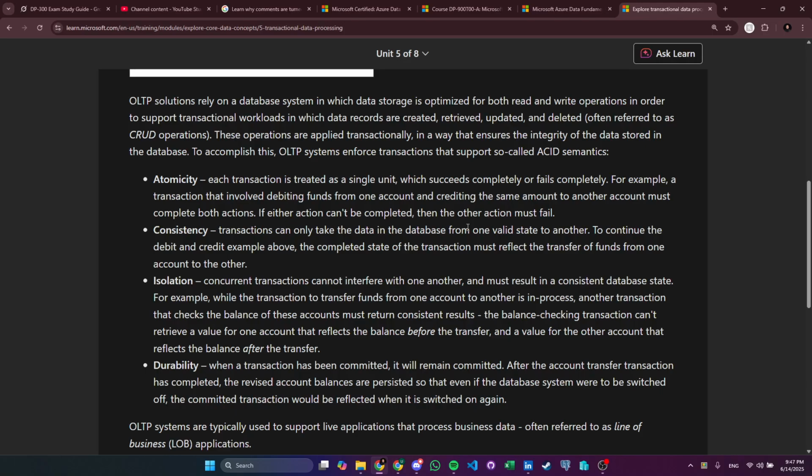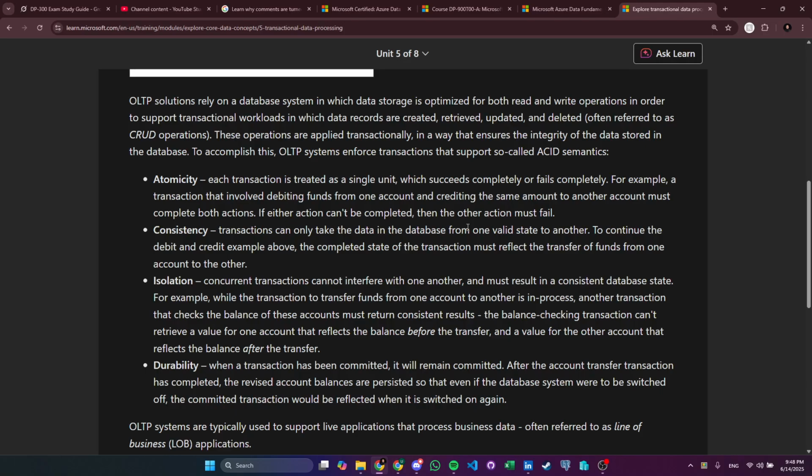If all of them succeed, then the transaction requested is done properly. Consistency. Transactions can only take the data in the database from one valid state to another. To continue the debit and credit example above, the completed state of the transaction must reflect the transfer of funds from one account to the other.